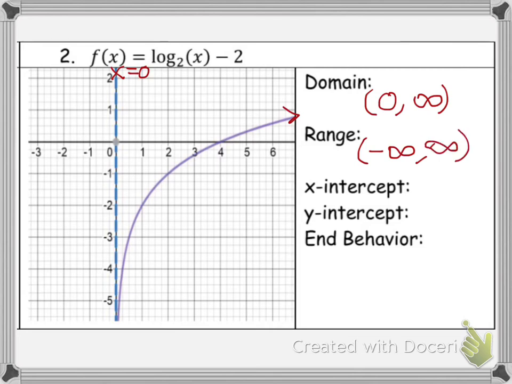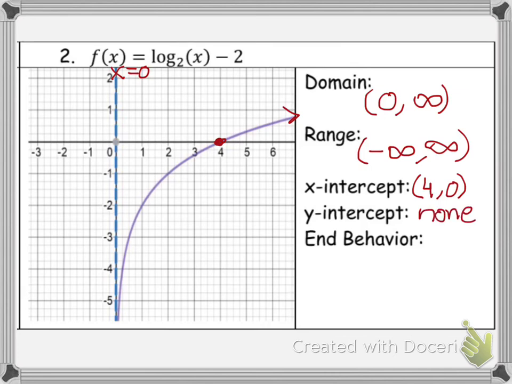All right, for my x-intercept, looking on the x-axis, it crosses it at this point, which is 4, 0. And my y-intercept, well, I don't have one because it never crosses over the y-axis because that's where my asymptote is. So I will say none.